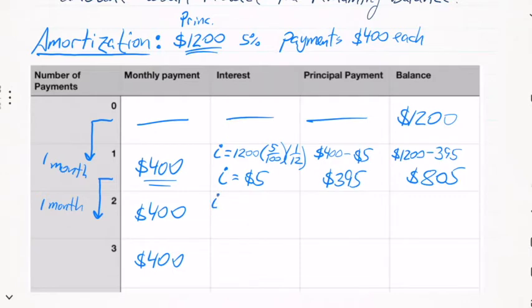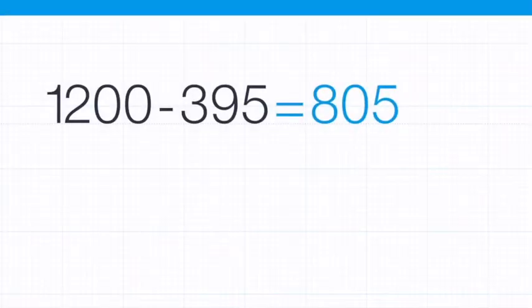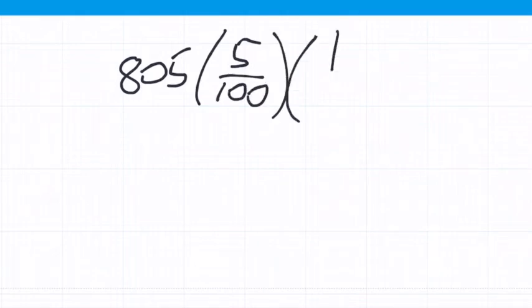So the interest is equal to my balance, which is $805. My interest rate never changes, 5%. The amount of time for these tables is always going to be the same time frame. So if it's daily payments, it would be 1 out of 365. All right, so let's calculate this out. 805, 5% interest, 1 month out of a year.